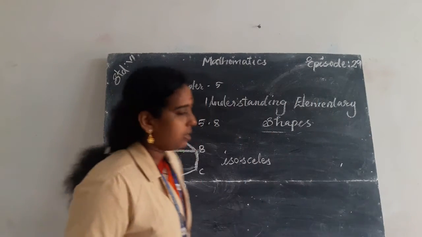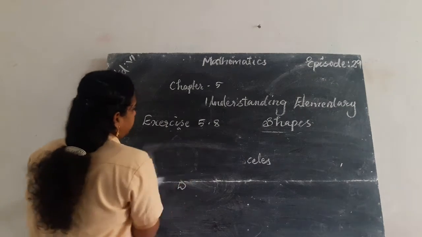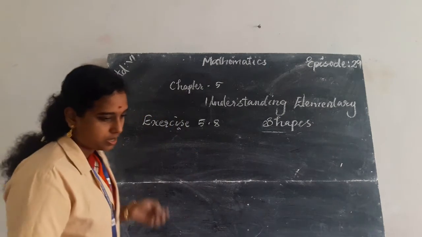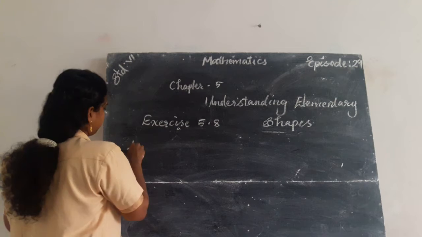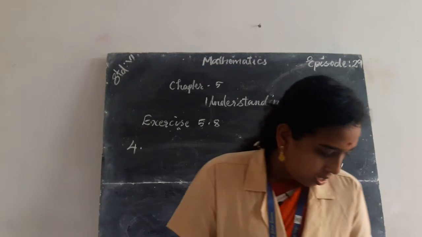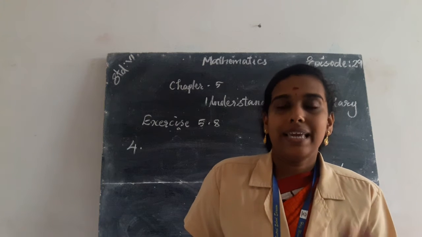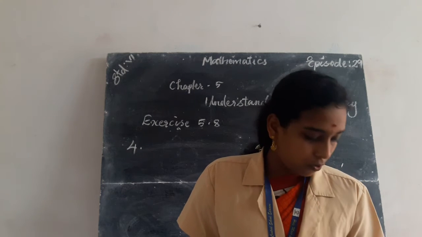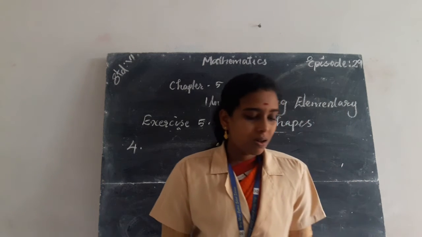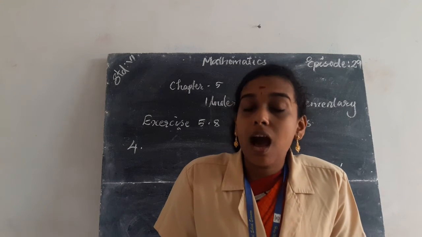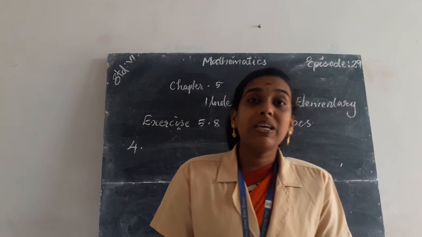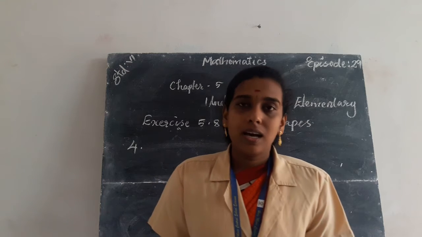So next question. Question number 4. Draw a rough sketch of a regular octagon. Here we want to draw a rough sketch of an octagon. So octagon means a polygon with how many sides? A polygon with 8 sides is called an octagon.